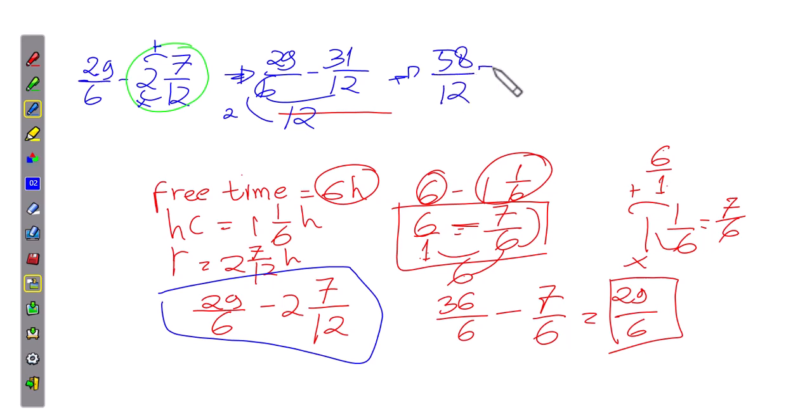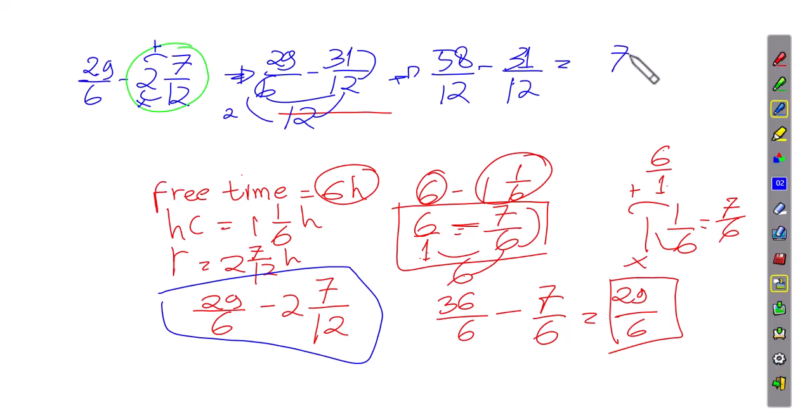minus 31. Where do we get the 31? 12 divided by 12, and we multiply it by 31. We have 31 out of 12. So we just find the result: 58 minus 31. We have here 27 out of 12.